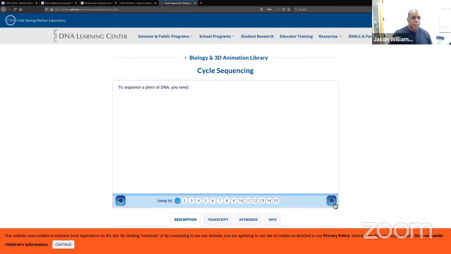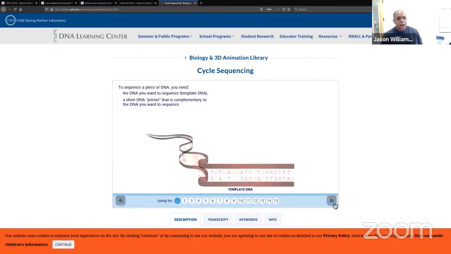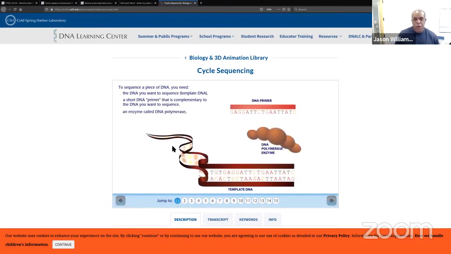Okay, so to sequence a piece of DNA, you need a couple of things. One, you need the piece of DNA that you actually want to read. And normally we get this from a technique called polymerase chain reaction. I'm not describing that here for the sake of time, but just letting you know that this data are here. And so you may want to take a look at that.